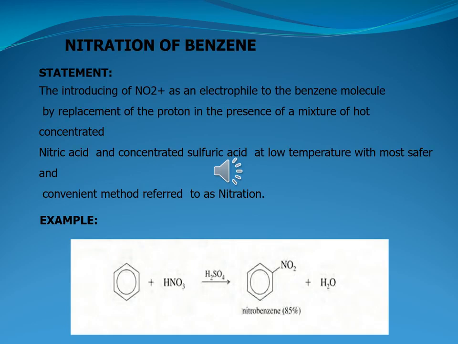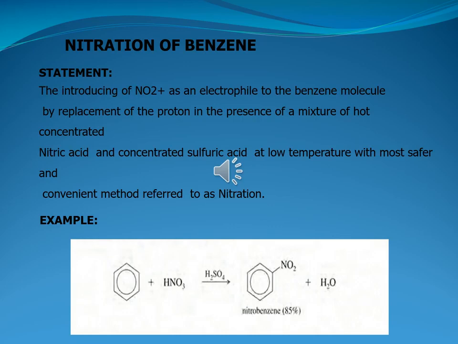Nitration of benzene. Let's see the statement of this reaction. The introduction of the nitronium ion as an electrophile to the benzene molecule by the replacement of the proton, in the presence of a mixture of hot concentrated nitric acid and concentrated sulfuric acid at low temperature, which is the safer and more convenient method, is referred to as nitration. As you see in the example, the reaction of the benzene molecule is carried out between nitric acid and sulfuric acid, and we get the final product, that is nitrobenzene.